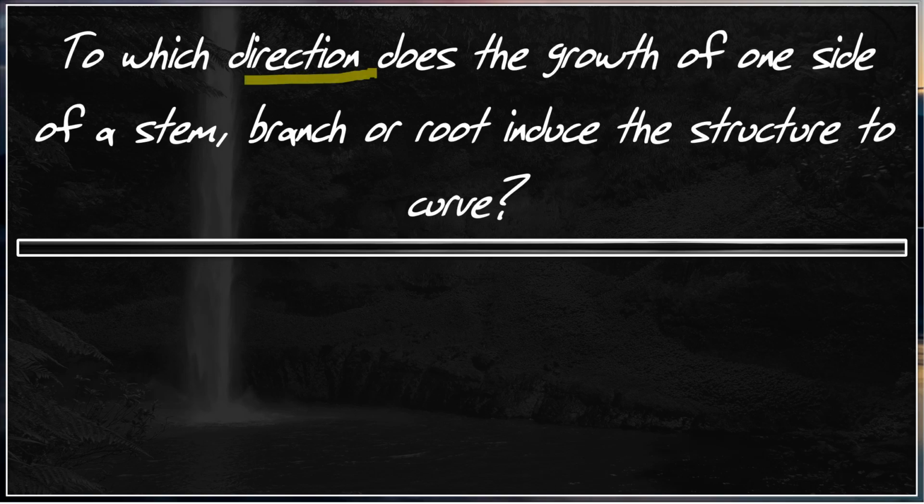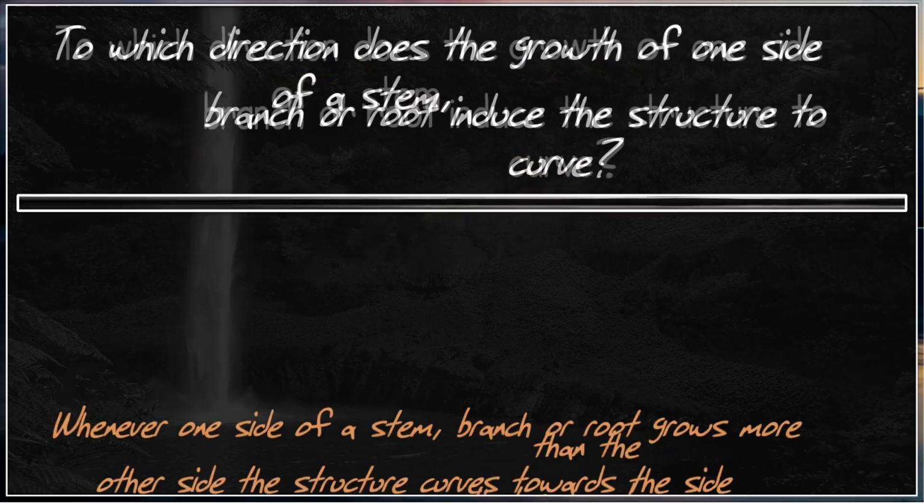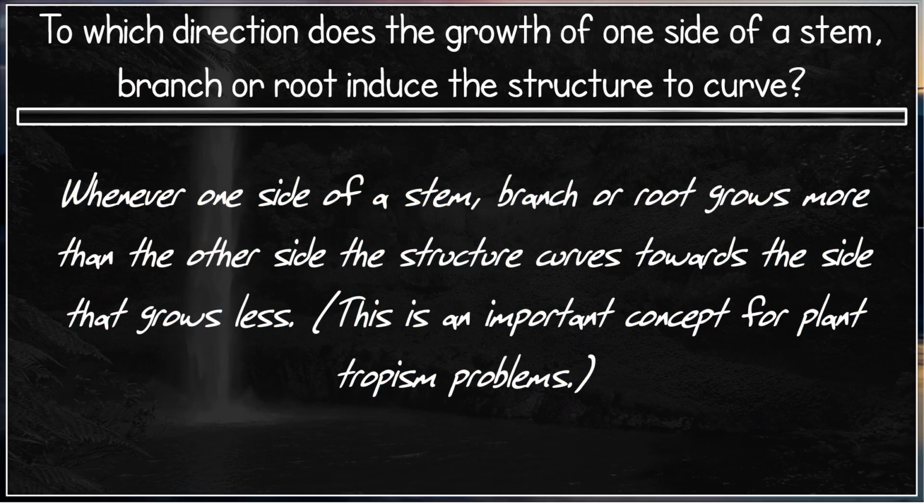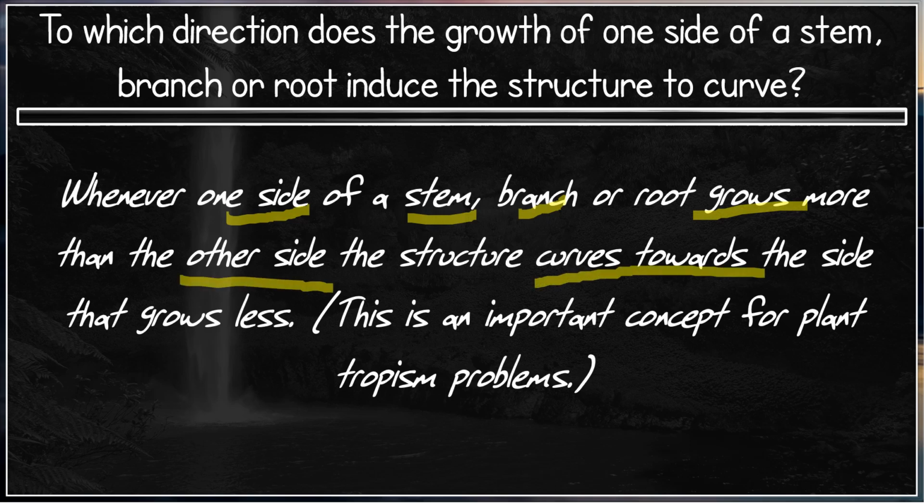To which direction does the growth of one side of the stem, branch, or roots induce the structure to curve? Whenever one side of the stem, branch, or root grows more than the other side, the structure curves towards the side that grows less. This is an important concept for plant tropism problems.